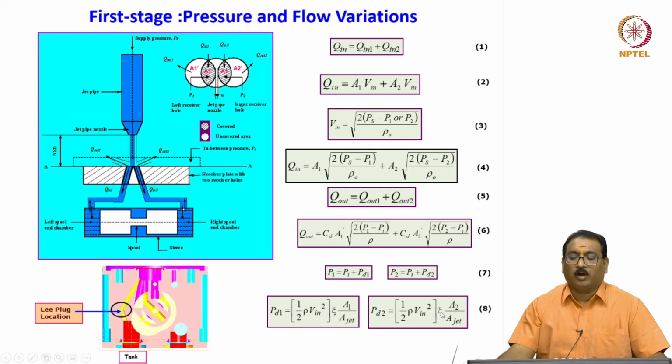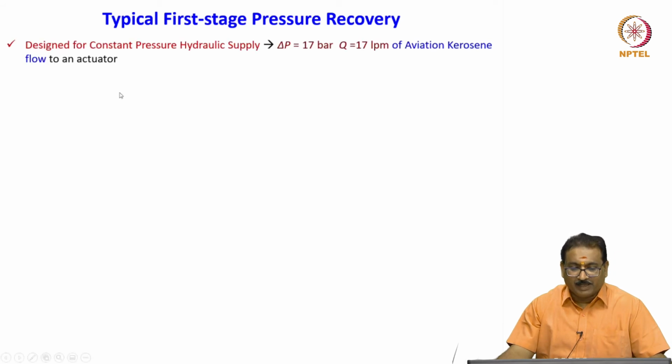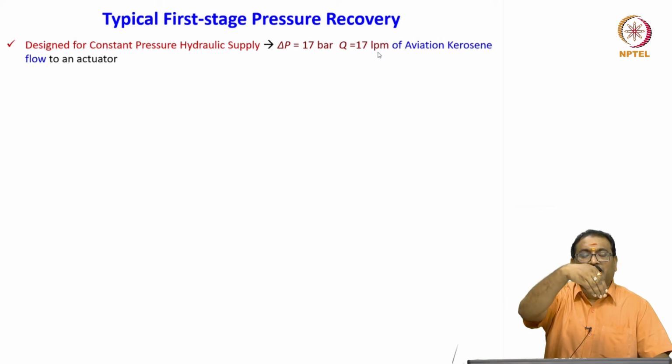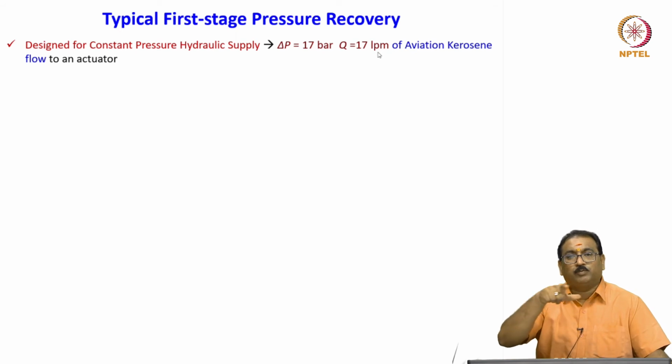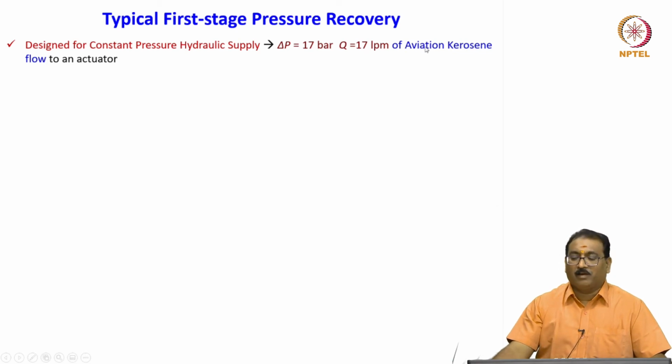Using these equations, you have to calculate the pressure and the flow in the jet pipe servo valves. The typical first stage pressure recovery is shown here, which is designed for the constant pressure hydraulic supply. Delta P equal to 17 bar will result in 17 liters per minute. When the jet pipe is moved exactly over one hole, it will create the 17 bar pressure drop, which will move the spool. As the spool moves, it will result in 17 liters per minute of aviation kerosene to the actuator.